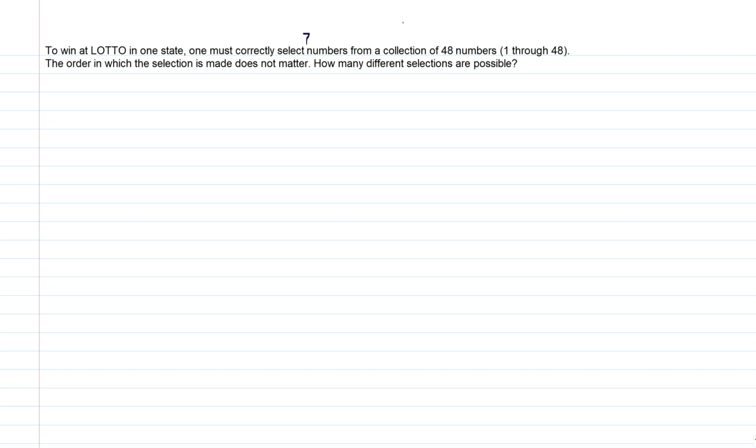To win at Lotto in one state, one must correctly select 7 numbers from a collection of 48 numbers, 1 through 48. The order in which the selection is made does not matter. How many different selections are possible?